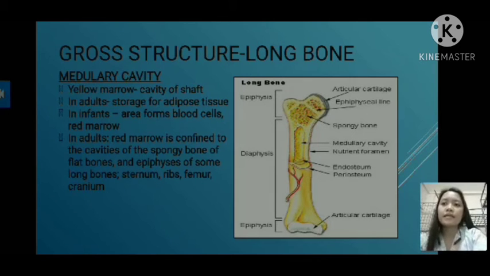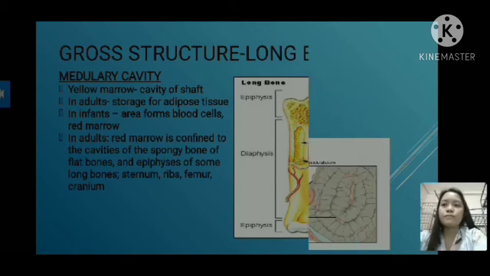Medullary cavity. Yellow marrow is found in the cavity of the shaft. In adults, these are storage for adipose tissue, and in infants, the area forms blood cells, red marrow. In adults, red marrow is confined to the cavities of spongy bone of flat bones and epiphyses of some long bones like the sternum, ribs, femur, and cranium.